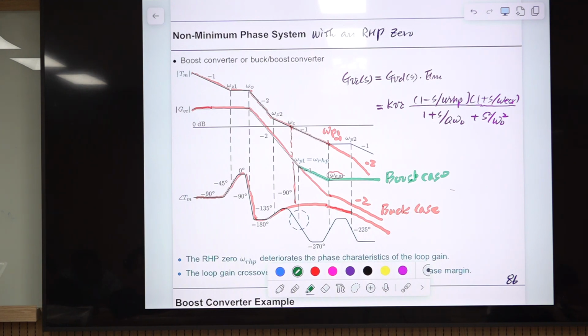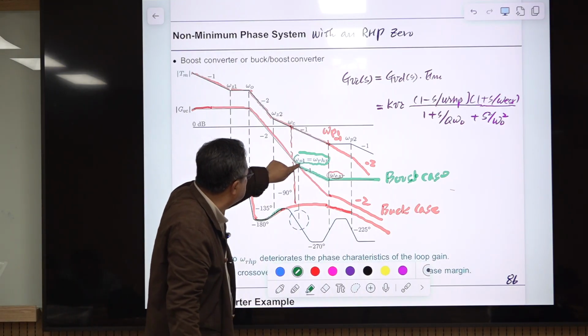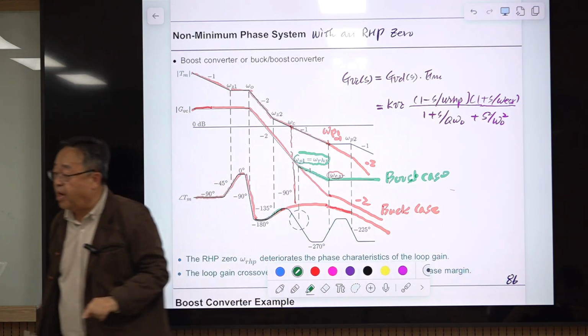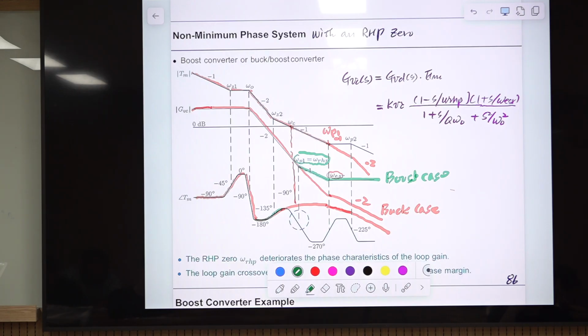And this phase will be something similar to this, but at this frequency, at this omega ESR, you have what? Omega P1, okay? So they cancel, and this -2 slope will be maintained because the pole and 0 are canceled, and the -2 slope is extending. Then this becomes -1, right? Because at omega RHP, this is 0, so the pole is cancelled. So this -2 slope becomes -1 slope.